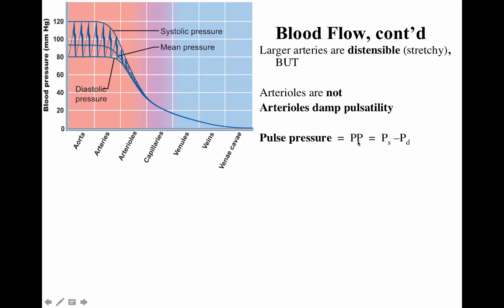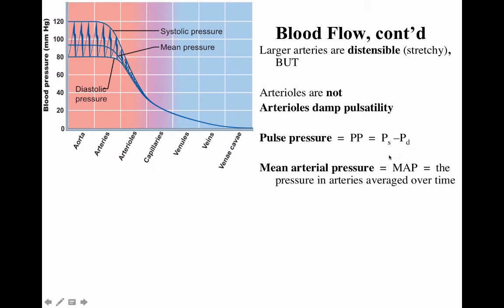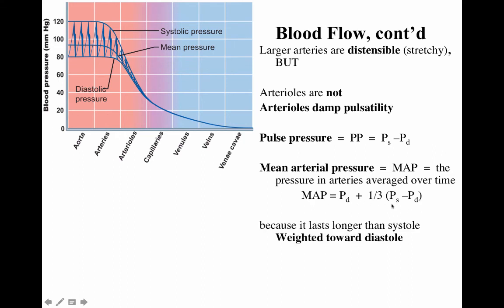Pulse pressure is going to equal the pressure of systole minus the pressure of diastole. And mean arterial pressure, or MAP, the pressure in arteries averaged over time, is going to be measured by the pressure of diastole plus 1/3 times the pressure of systole minus the pressure of diastole. And you can see from this calculation that it's weighted towards diastole because diastole lasts longer than systole, and MAP is measured over time.